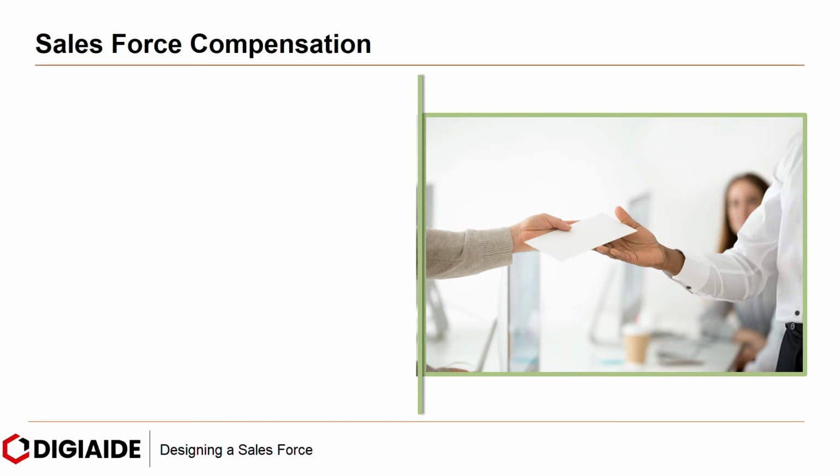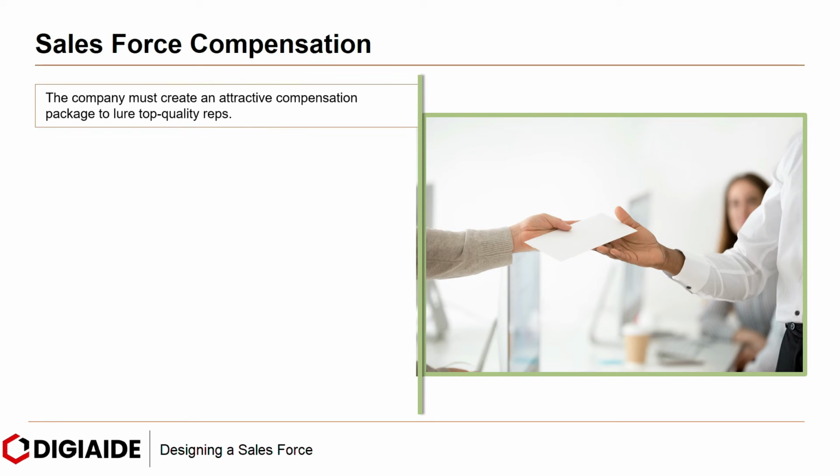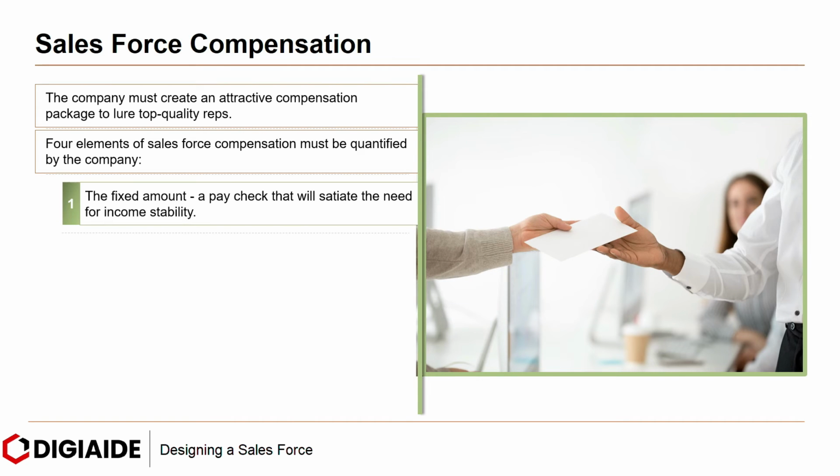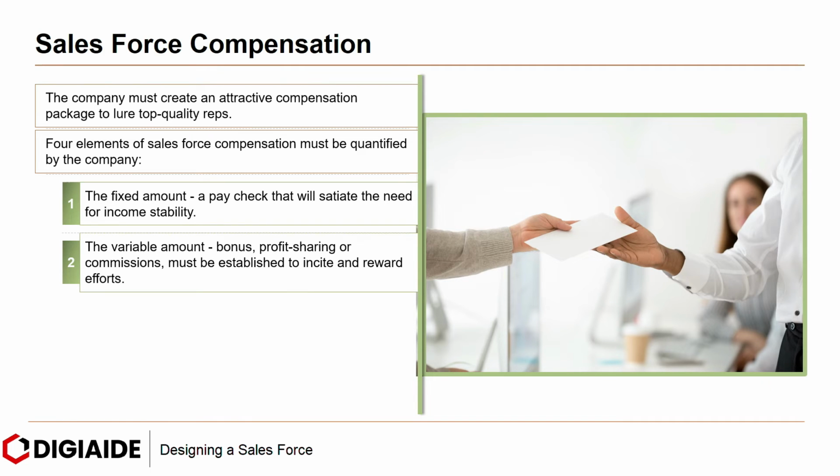Moving on to sales force compensation. The company must create an attractive compensation package to lure top quality representatives. Four elements of sales force compensation must be quantified by the company. First, fixed amount, a paycheck that will satisfy the need for income stability. Second, the variable amount, which includes bonus, profit sharing or commissions, must be established to incite and reward efforts.